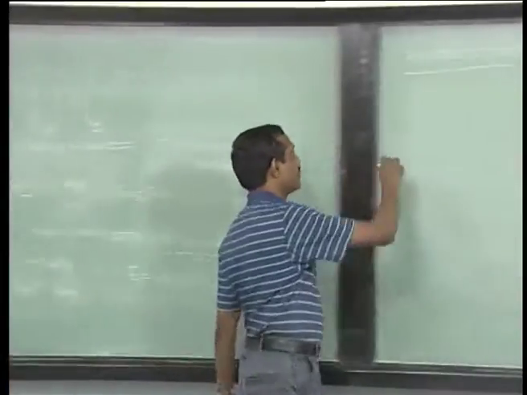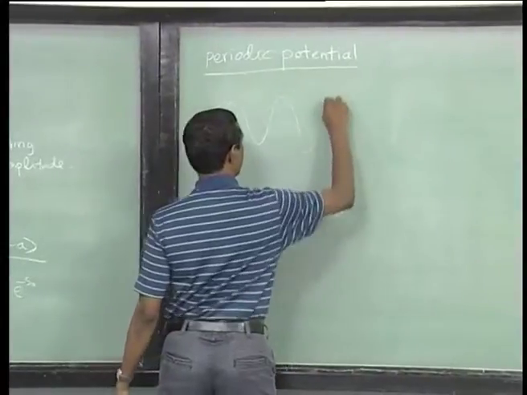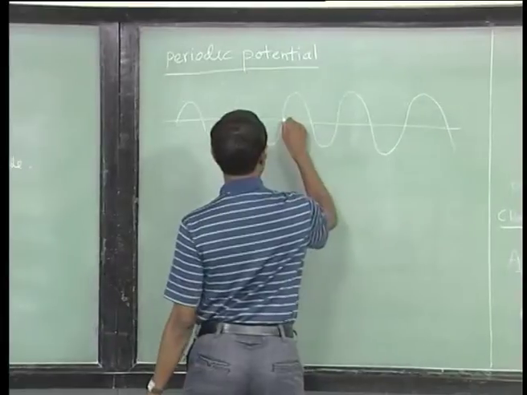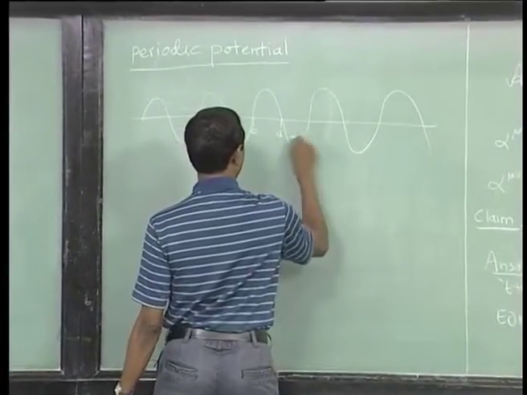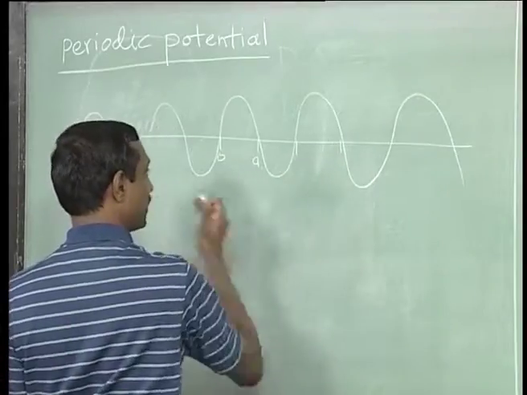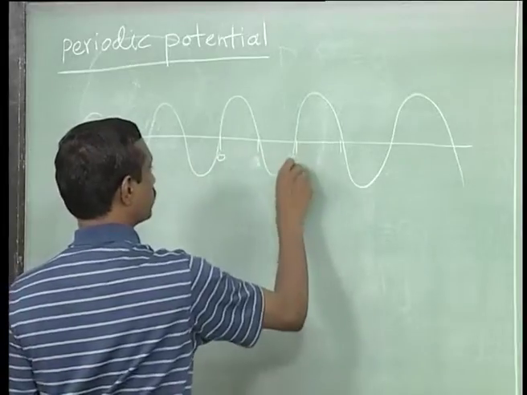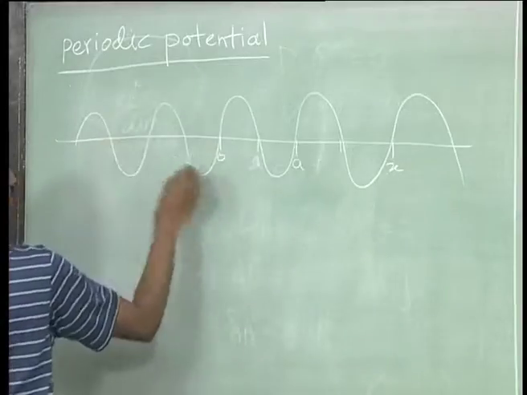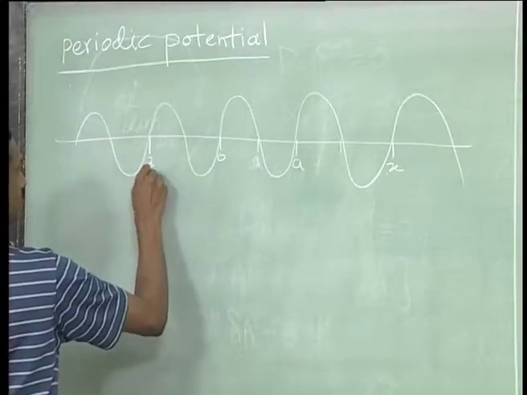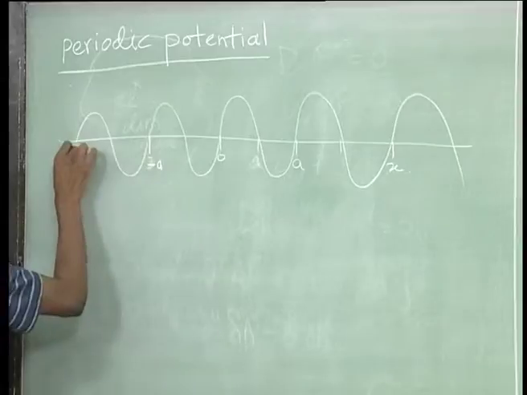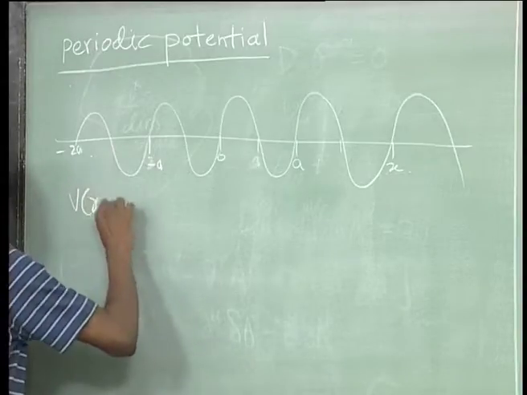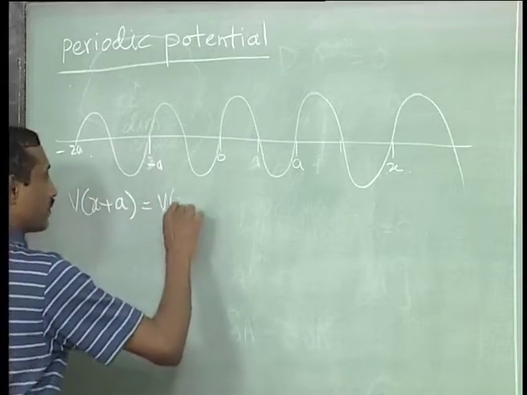So, if you have a periodic potential, say a sine for instance, and let us say that this is 0, a, 2a, minus a, and so on and so forth. So, I have some lattice spacing. So, my potential V of x plus a in one dimension is equal to V of x.